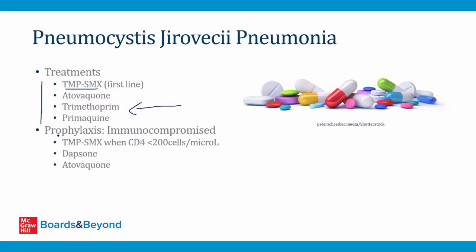And then in patients who have advanced immunocompromise, we give them prophylaxis. In patients with HIV, if their CD4 count is less than 200, which is very low, they are given TMP SMX prophylactically to try and prevent this infection. If the patient can't tolerate TMP SMX or has an allergic reaction to the sulfa moiety, then you can also use dapsone and atovaquone. And that concludes our second module on pneumonia.